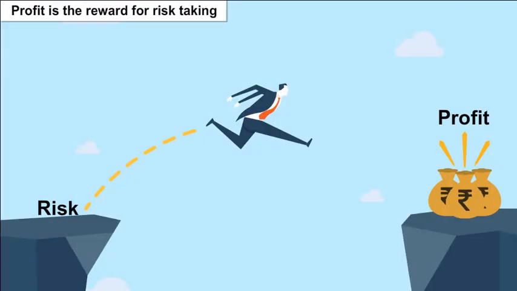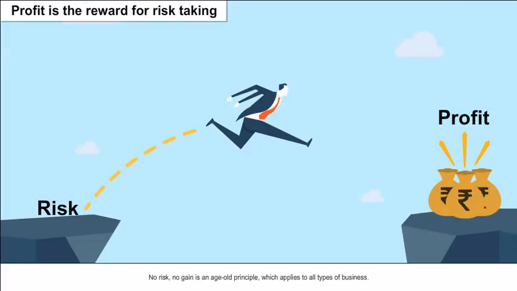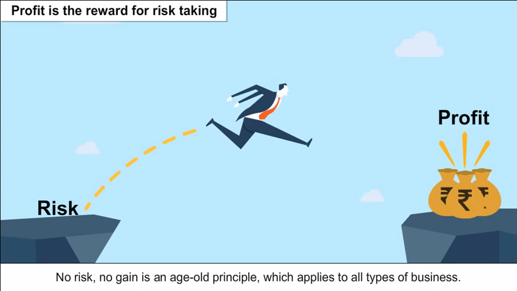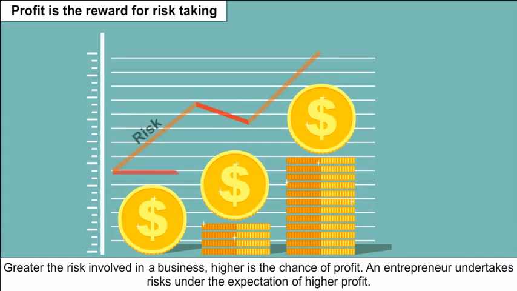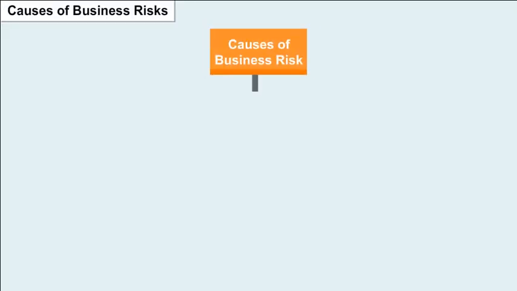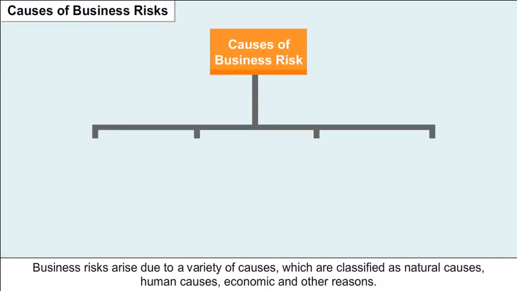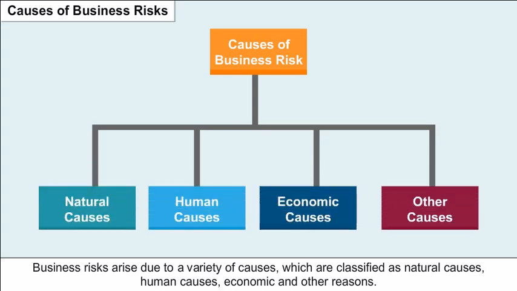Profit is the reward for risk-taking. No risk, no gain is an age-old principle which applies to all types of business. Greater the risk involved in a business, higher is the chance of profit. An entrepreneur undertakes risks under the expectation of high profit. Causes of business risks. Business risks arise due to a variety of causes, which are classified as natural causes, human causes, economic, and other reasons.